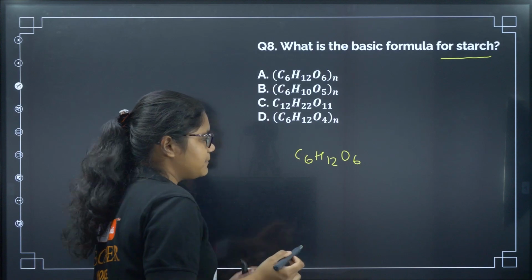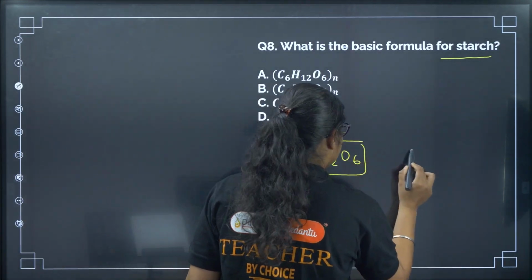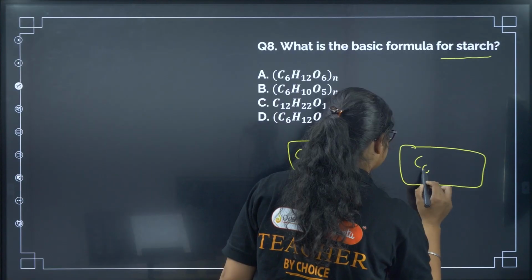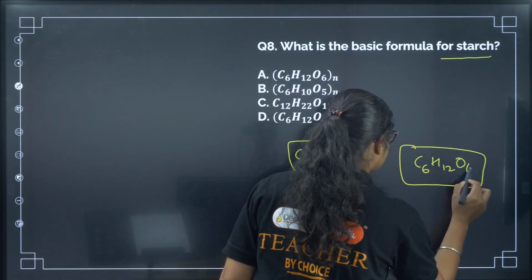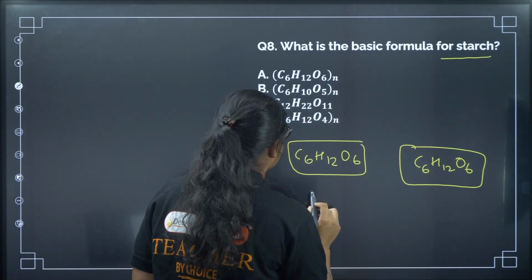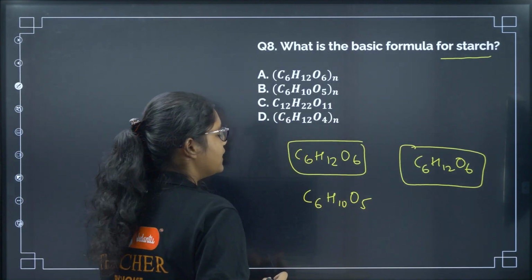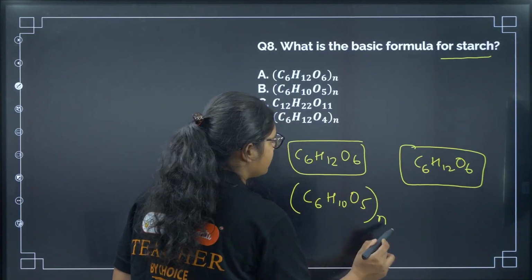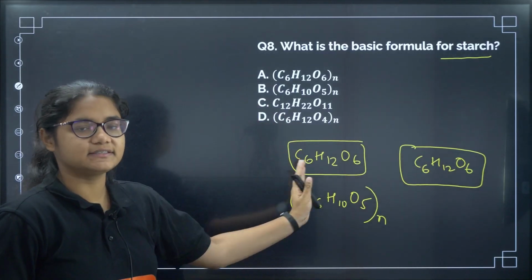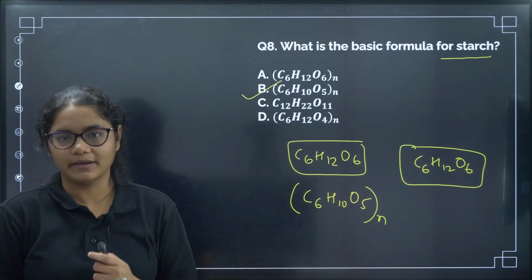Then from the two glucose units, you have one glucose unit here and another glucose unit here. From both of them, what happens? Water is removed, right? So if water is removed, we'll get C6H10O5. The monomer of any starch is this unit, which is repeated many times. So the correct answer for this question will be option number B.